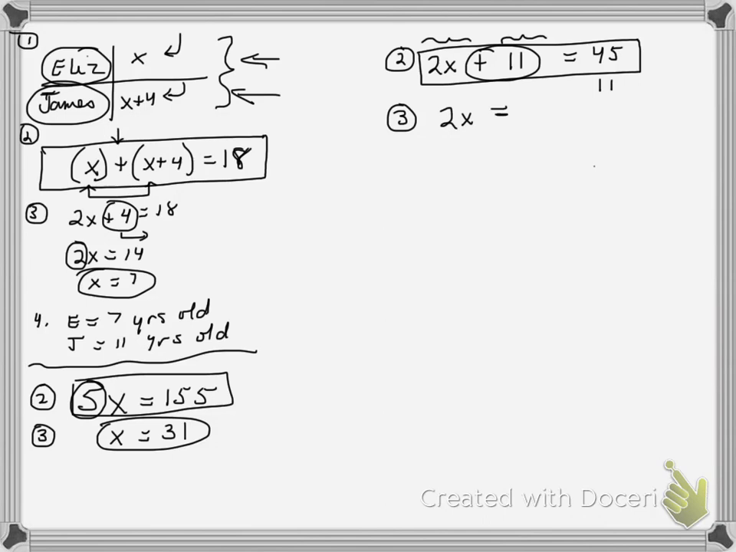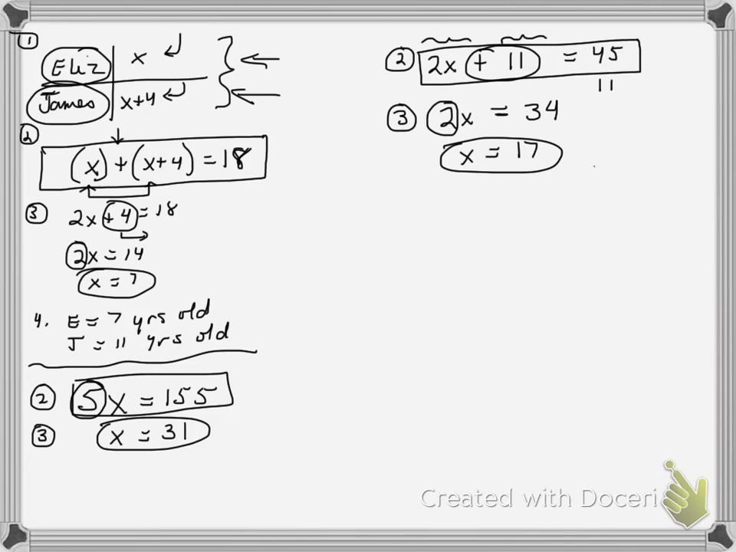That would be 34. Now I still need to get rid of the 2. So I end up with x equals, the opposite of multiply is division, divide by 2, and you're going to get 17. So this is my answer. Again, step 4 would be to interpret the answer, and there's no interpretation needed.